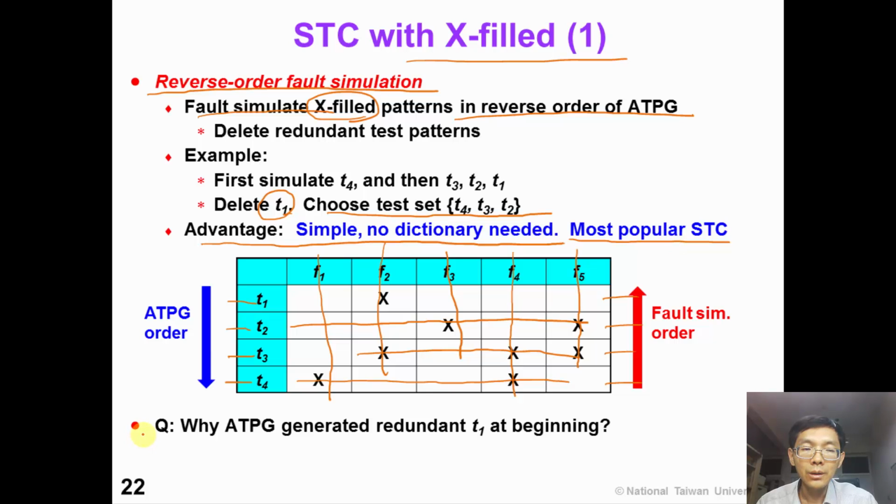So now, here is a question. Why did ATPG generate random pattern T1 at the beginning? The answer is simple. At the beginning, ATPG does not know which faults are easy and which faults are difficult. So it simply generates a test pattern for F2, which is an easy fault. And after a while, F2 is again detected by some other test pattern. So T1 would become redundant.